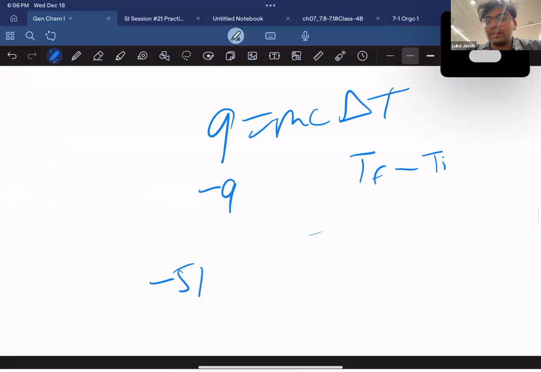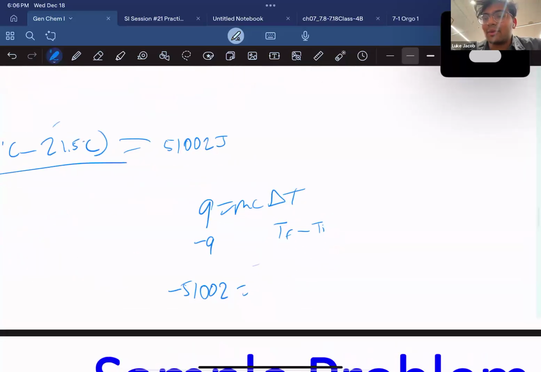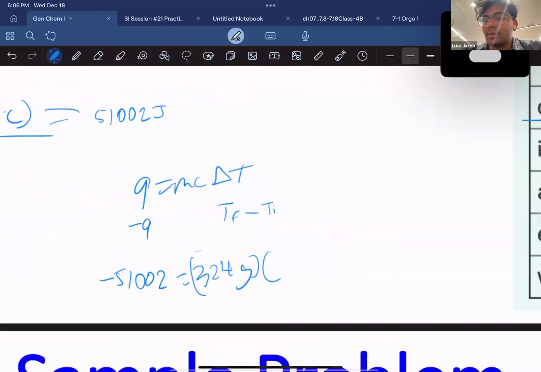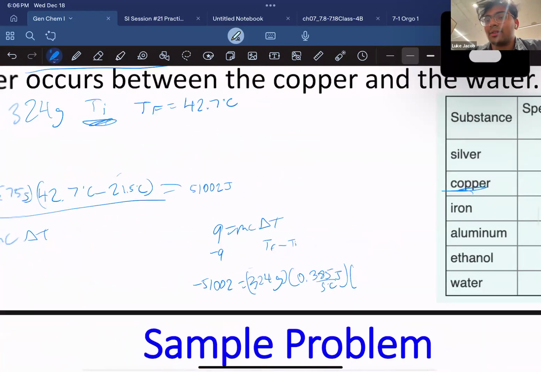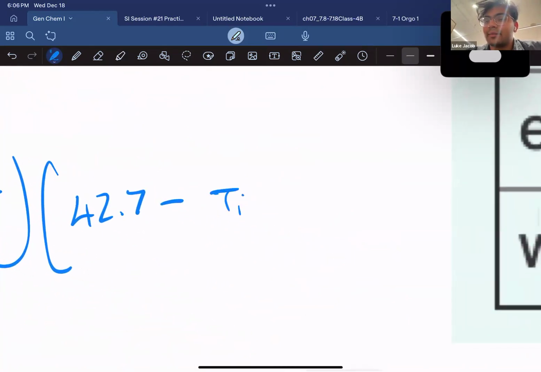So the sign to show that it's releasing energy would be negative. So it would be 51,002 equals 324 grams times the specific heat of copper, which is right here, 0.385 joules over grams times Celsius. And then you plug in the values. So we know TF is 42.7, and then we have to solve for TI, okay?